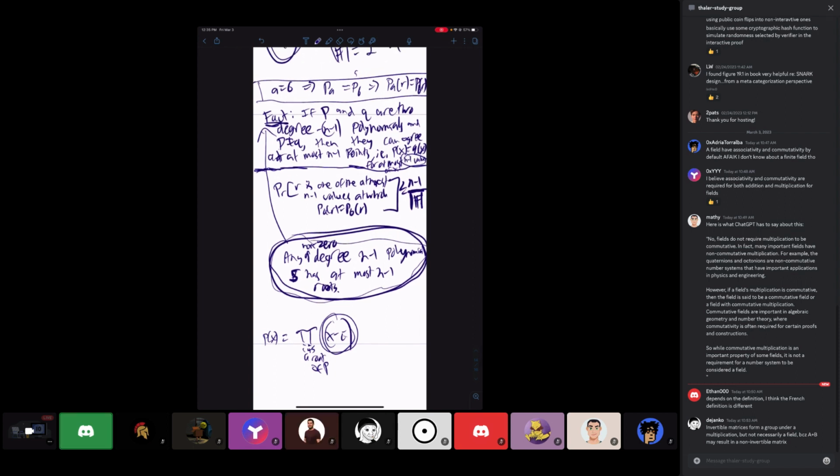So if P and Q are two degree n-1 polynomials and they're not the same polynomial, then P minus Q is a non-zero polynomial that also has degree n-1. And any point where P and Q agree is a root of their difference P minus Q. So the fact that P minus Q has degree n-1 means it can have at most n-1 roots, which means P and Q can agree at most n-1 points.